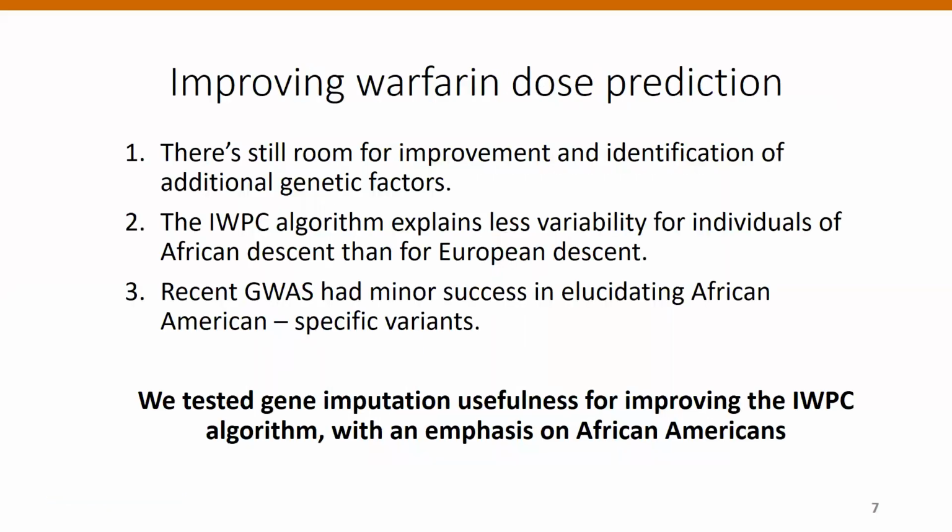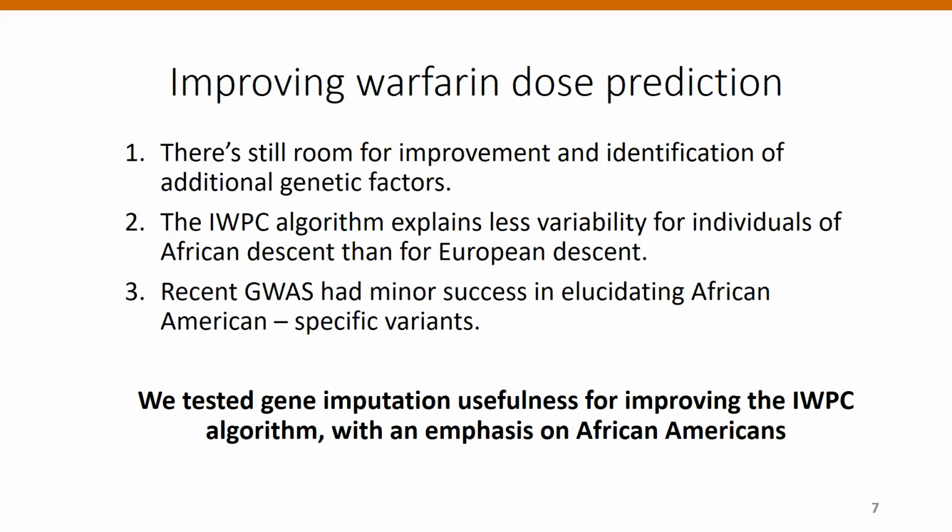So what's the challenge? We think that there's still room for improvement. As you can see, only about a third of the patients are correctly predicted for the dosage upfront, and there's still room for improvement, and also identification of additional genetic factors, not just VKORC1 and cytochrome P2C9.